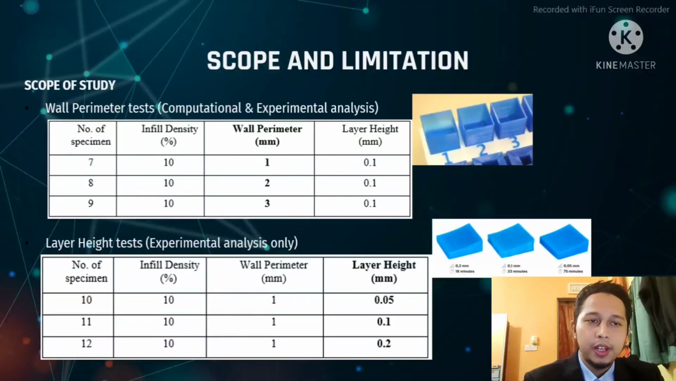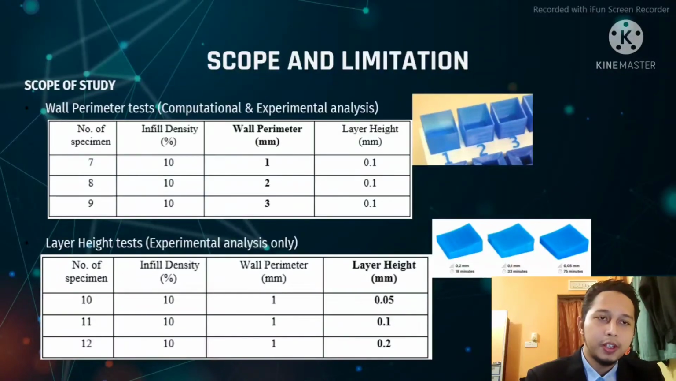For the test of layer height, it will only comprise experimental analysis. The layer heights chosen are 0.05 mm, 0.1 mm and 0.2 mm. The wall perimeter is kept at 1 mm and infill density at 10%. The 3D model will be shown in the preliminary results.